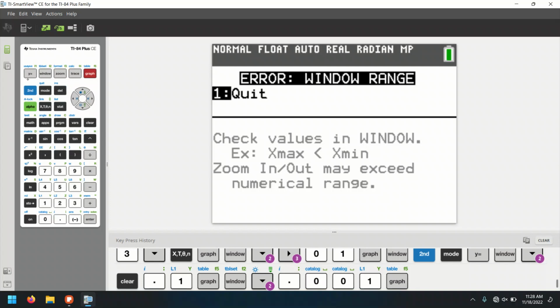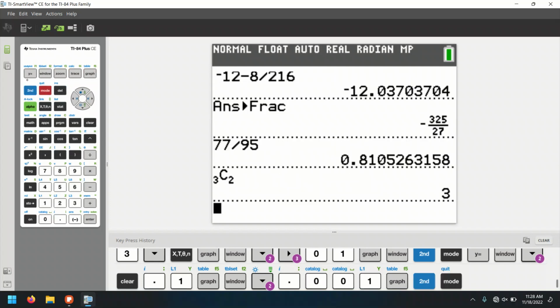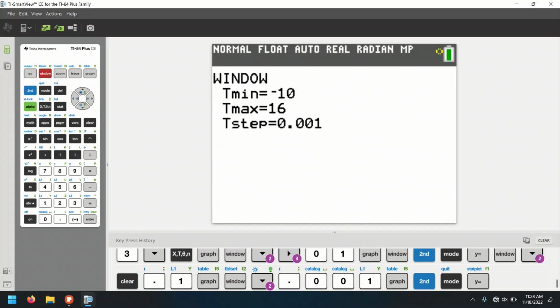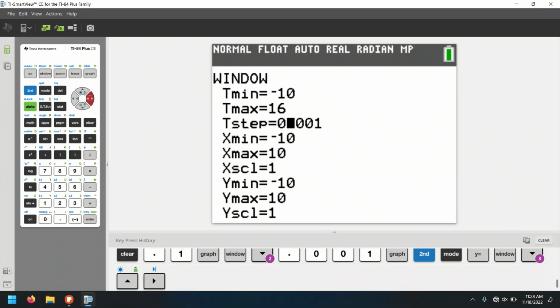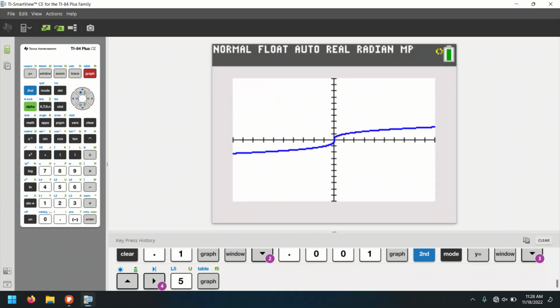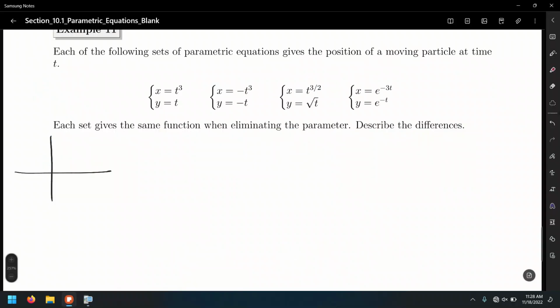Okay, let me second quit, and go to the window. How about 0.005? Hopefully that works. Something bigger. Oh, okay, much better, right? It's slower, and we're able to see the direction and all that. So I'm going to go back to the notes.